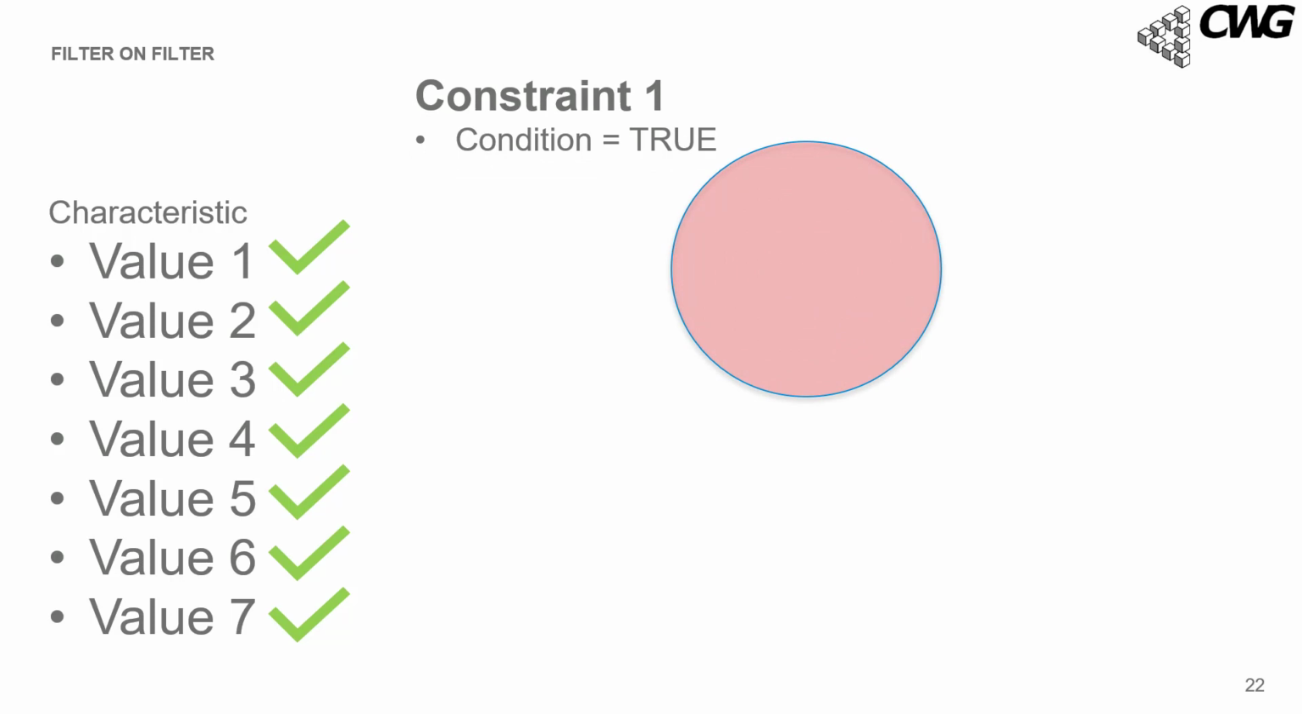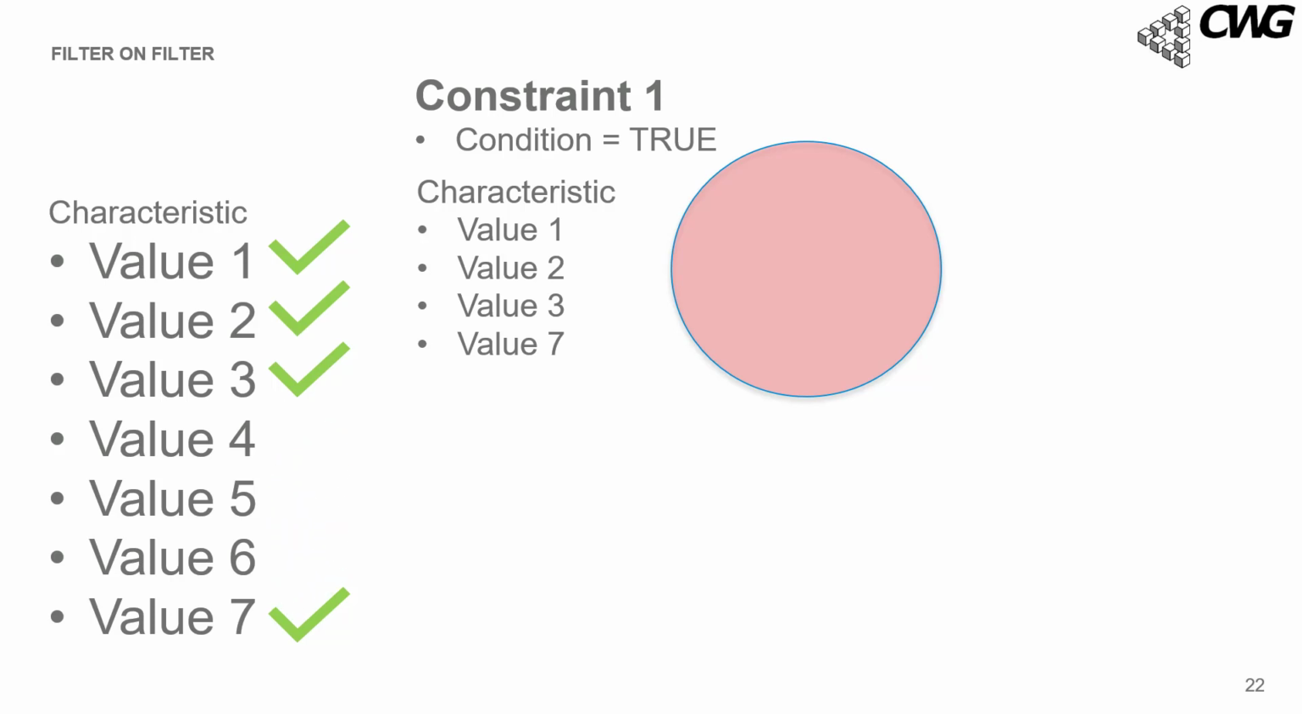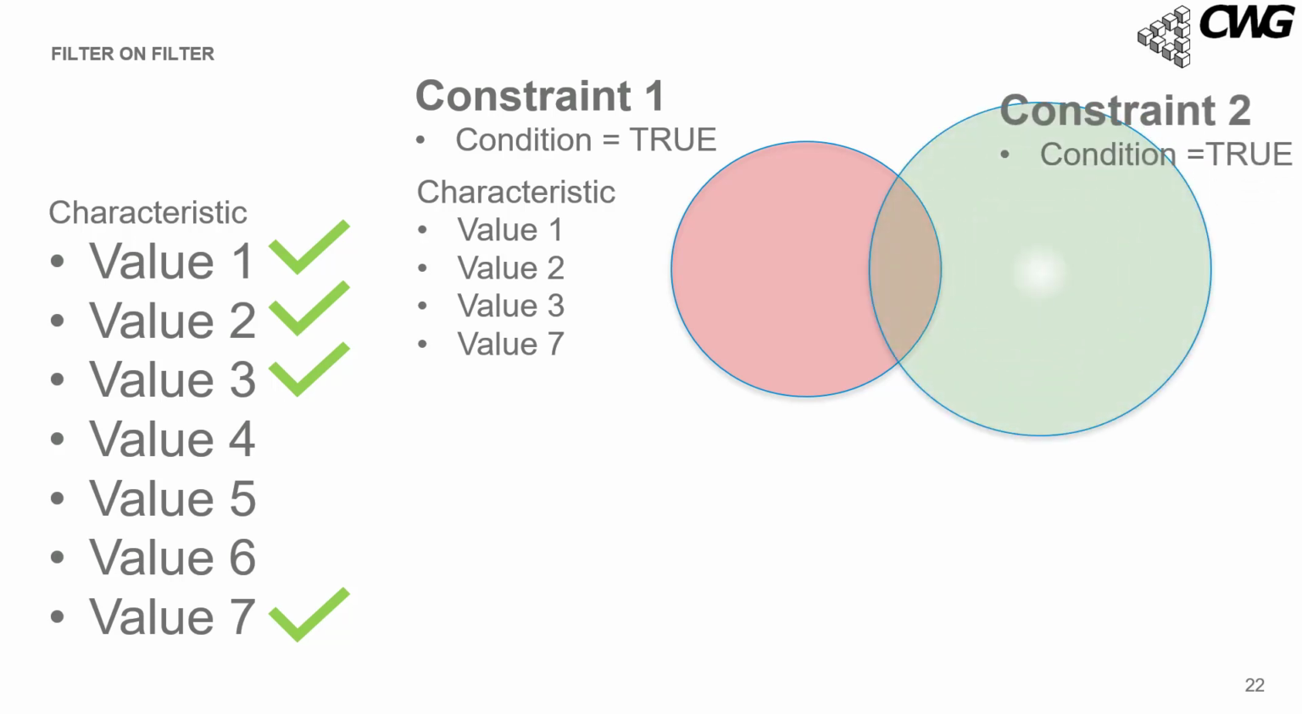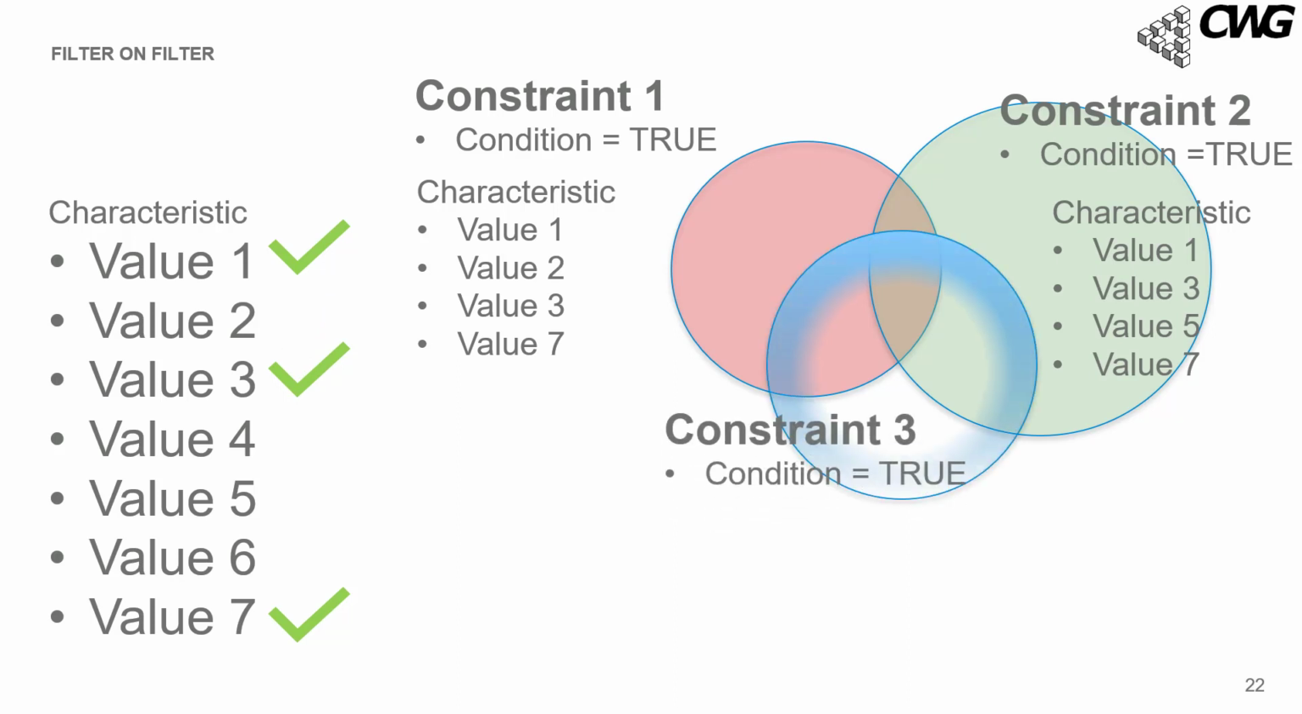On the left is a characteristic with 7 values. To the right there are 3 constraints, and as each of these becomes relevant, e.g. the condition is true, the list will be seen by the user to filter down. So let's have a look at this filtering. In this case, it filters down to value equal 1, because that is the only common value that is determined by the 3 constraints.